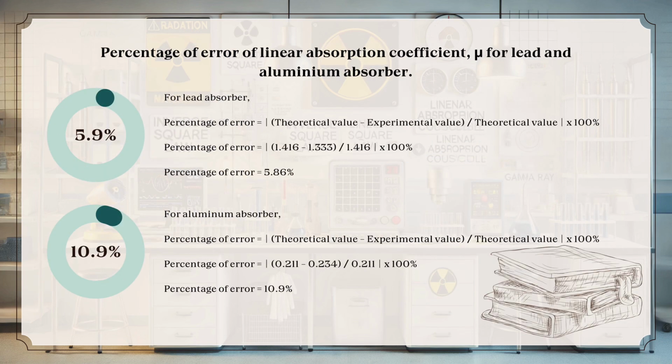Finally, the moment of truth: the percentage of error of the linear absorption coefficient for the lead and aluminium absorbers. After the calculation of theoretical value minus experimental value over theoretical value times 100%, the percentage of error for the lead absorber is 5.86%, while for the aluminium absorber it is 10.9%.